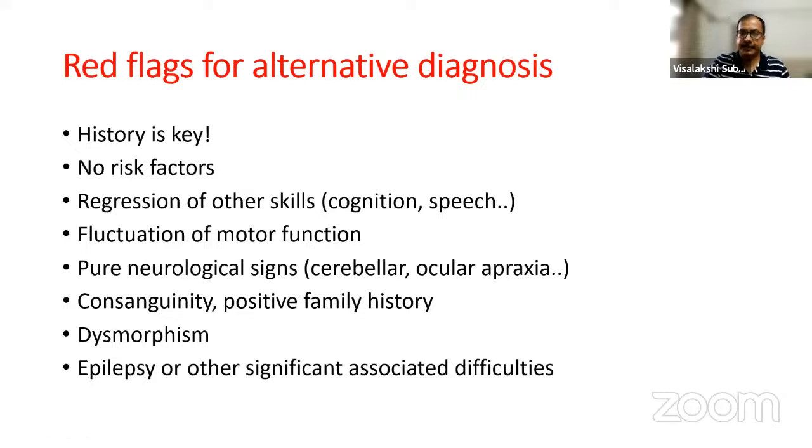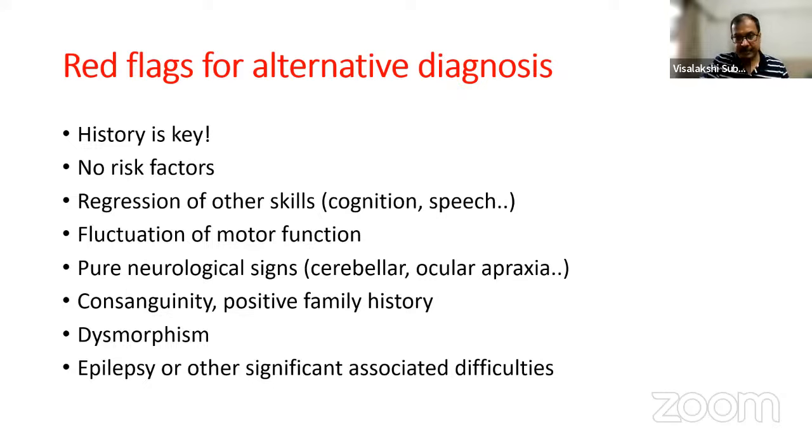What are the red flags for alternative diagnosis? I think history is key. And, as pediatric neurologists, the majority of our diagnosis rests on the history. So if you don't have any risk factors, if you don't have a history of hypoxic ischemic encephalopathy or any other risk factor as such, prematurity, kernicterus, neonatal hypoglycemia, then you have to question, what am I dealing with here? If you have regression of motor and of other skills. So sometimes you have children who may walk on time, but then they forget walking or they have difficulty in walking at a later stage. Similarly, they may have regression of other skills, like they may not understand.